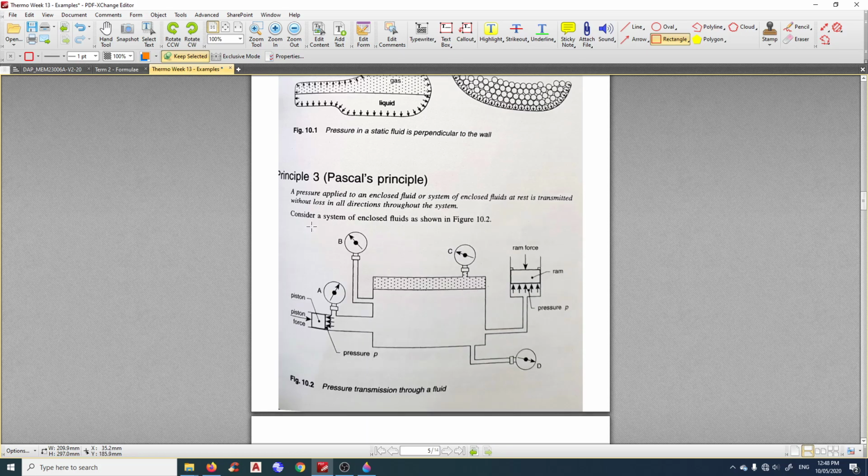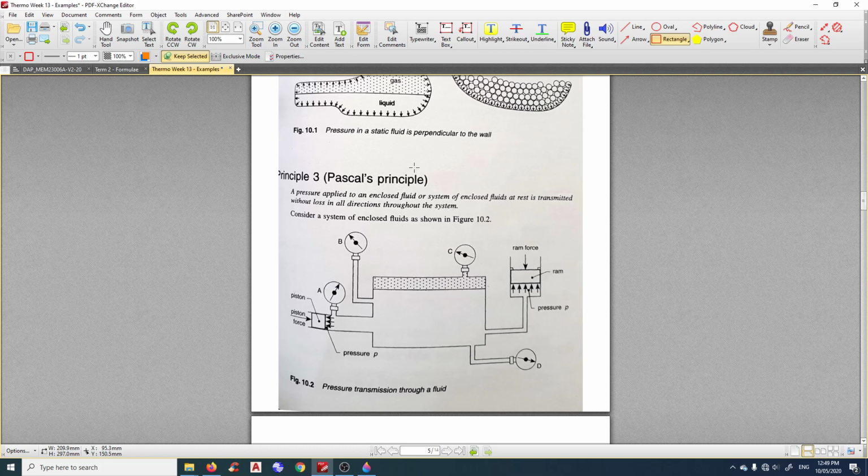The third one, which is important and which we use quite a lot, is that pressure applied to an enclosed fluid, or system of enclosed fluid at rest, is transmitted without loss in all directions throughout the system. So this principle 3, or Pascal's principle, is widely used in hydraulic systems. When you see a bin truck come in the morning with the fork coming out from the side, picking up your bins, which weigh 100 kilos, they use a little tiny hose containing oil at pressure.